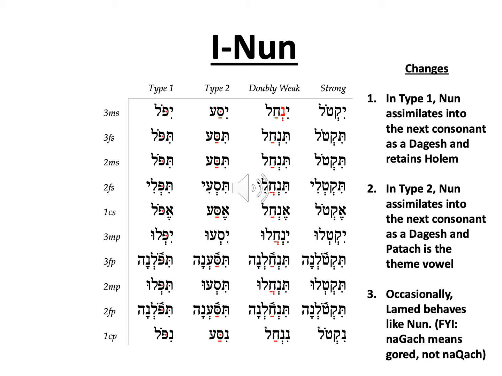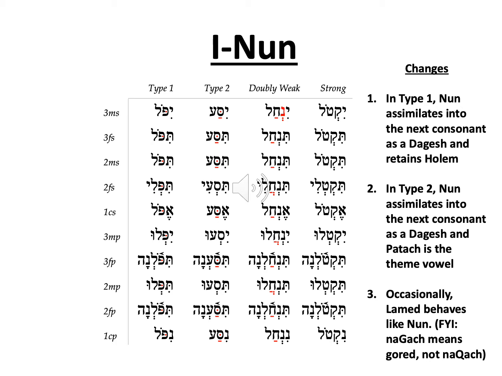This is not always the case, though, as you see in type 2, where occasionally the nun will assimilate into the second letter and instead of a holem have a patach. In this case, the patach is most likely because of the presence of a guttural at the end of the word. Thus, type 2 is actually another type of doubly weak verb, because of the presence of a guttural and the presence of a nun.